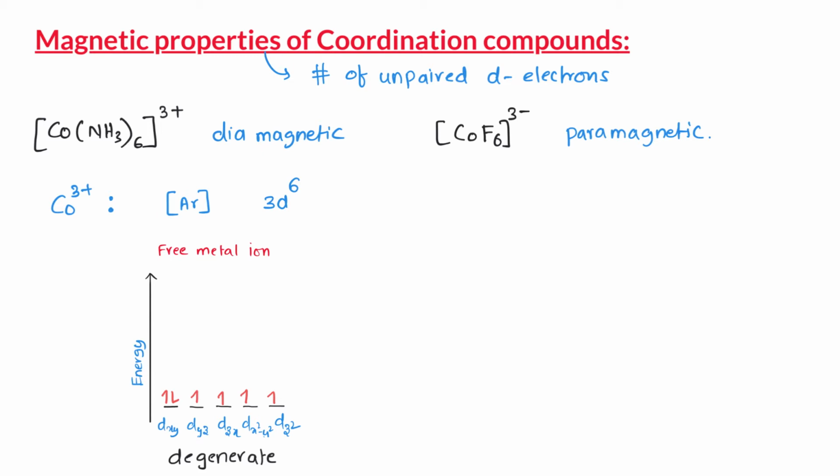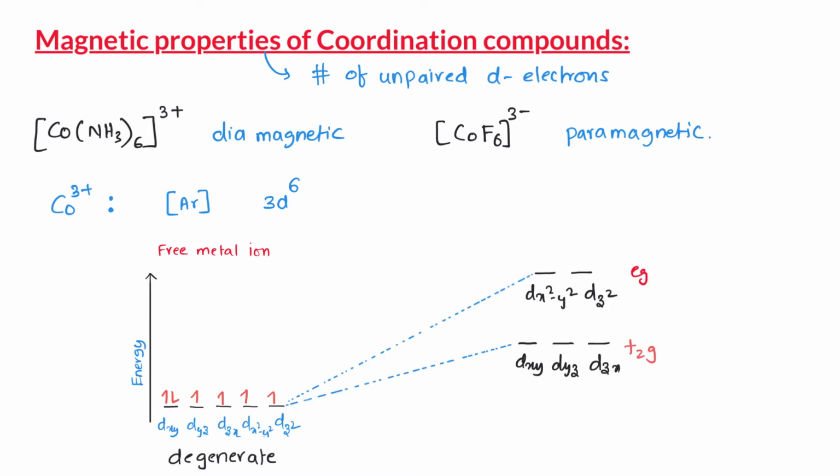However, in both these compounds, the central metal ion is bound to ligands. And according to crystal field theory, in the presence of ligands, the d orbitals lose their degeneracy and split into t2g and eg sets of orbitals. The t2g and eg sets of orbitals have different energy. In the next slide, let us learn to fill the electrons into the split version of d orbitals and explain the magnetic behavior of both of these compounds.